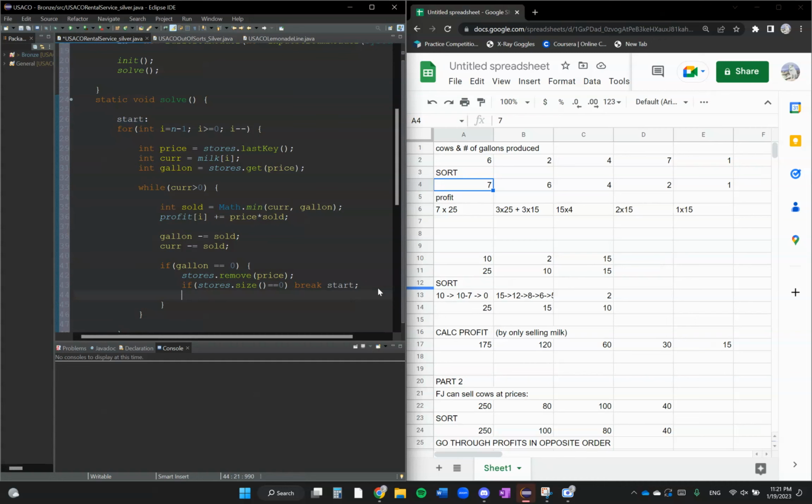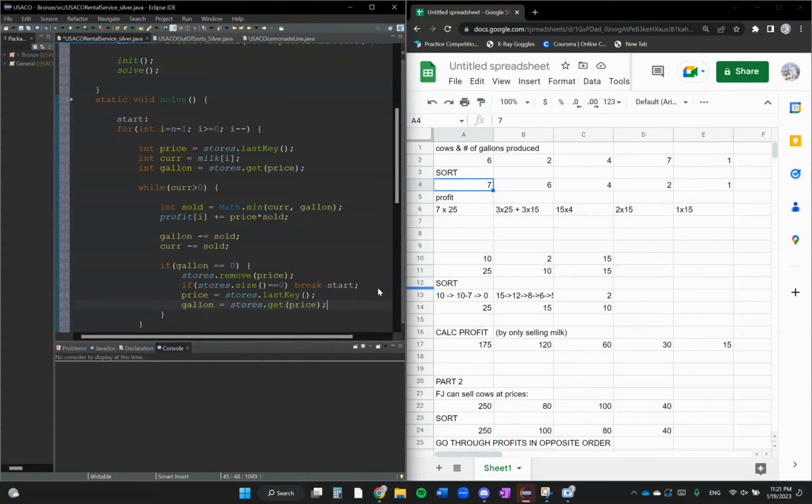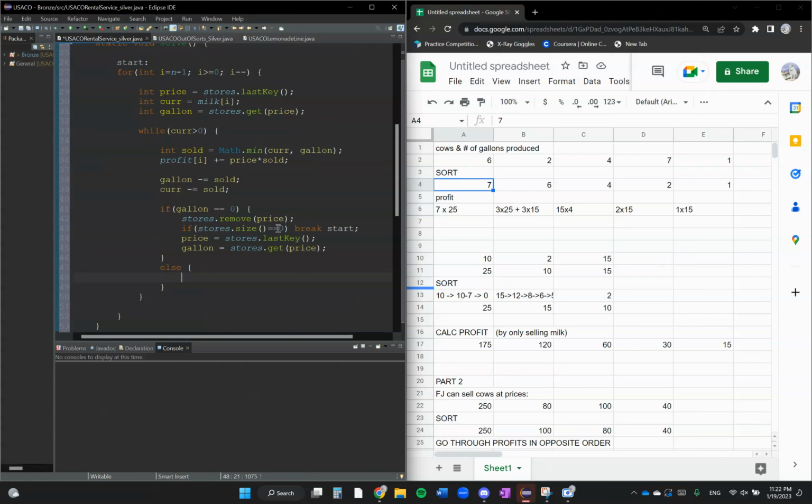And then if we don't break start, then we're going to do price equals stores dot last key, since we're going to be setting a new store, which is going to buy milk at the highest price, and gallon equals stores dot get price. And basically, we're just finding the most optimal way to sell the milk for these stores. And we're just making sure that the last value in the tree map is always going to be the largest amount that each store can sell.